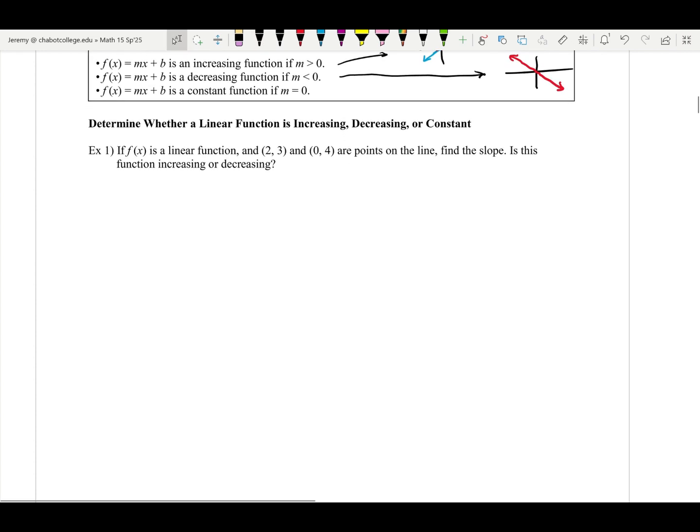For this first example of this section, we want to determine whether a function is increasing, decreasing, or constant, meaning a horizontal line. And here's the information we're given about this function f of x. It's a linear function and it goes through these two ordered pairs, (2, 3) and (0, 4). We want to find its slope and we want to say whether it's increasing, decreasing, or constant. So here's what we'll do.